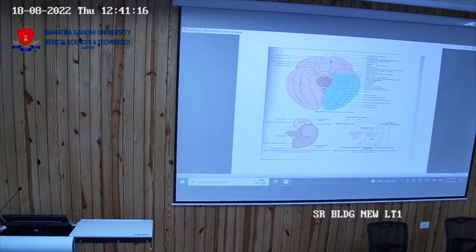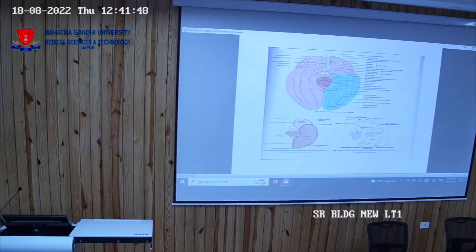See the orbital part. On the orbital part, you can very clearly see the sulci. This is the olfactory sulcus, and in the olfactory sulcus you can see the olfactory bulb lying, and below the olfactory bulb you can see the olfactory tract. The olfactory bulb and tract are present in the anterior orbital part, that is this part.